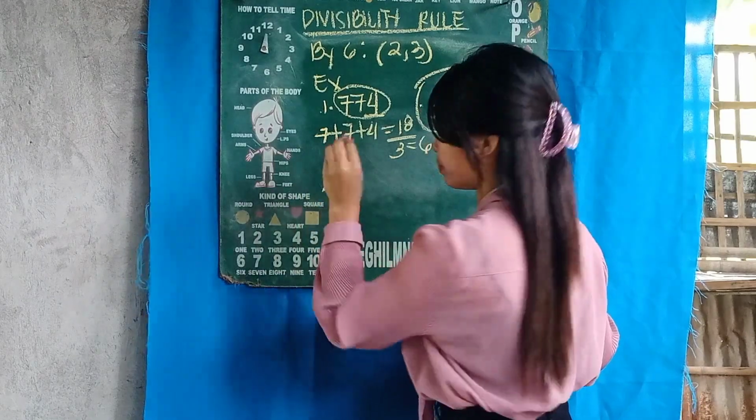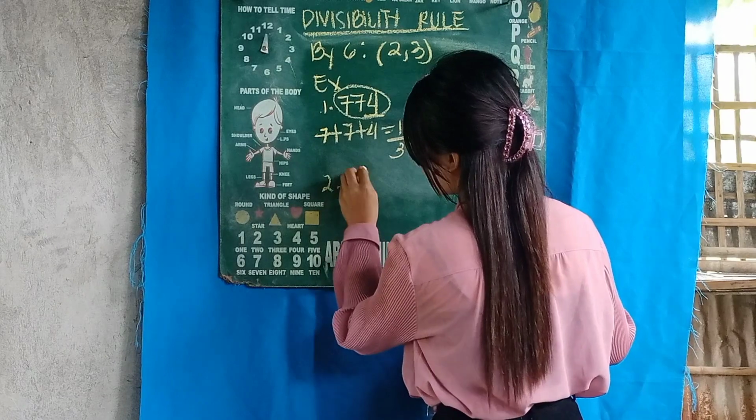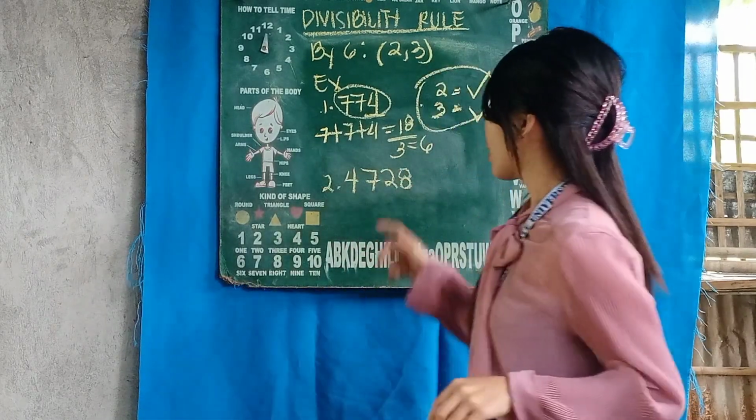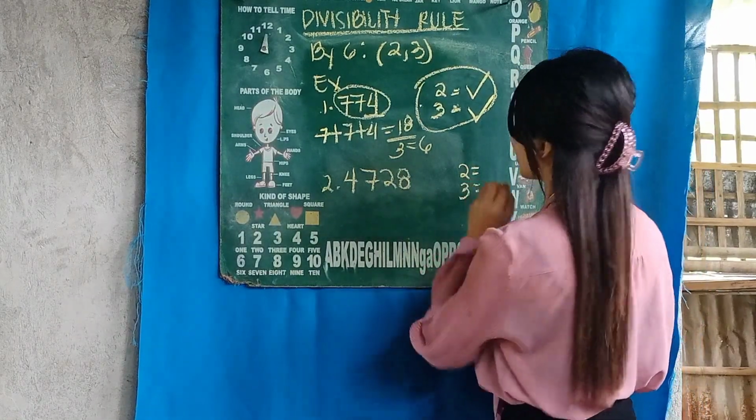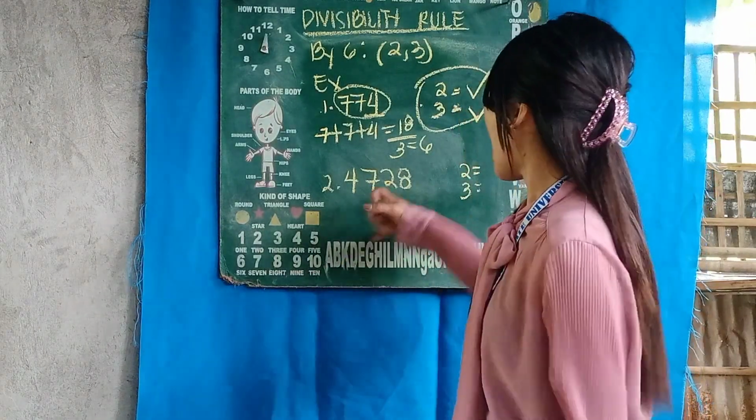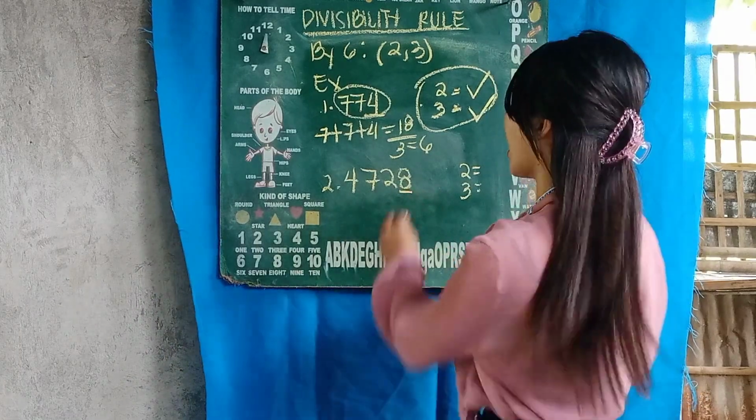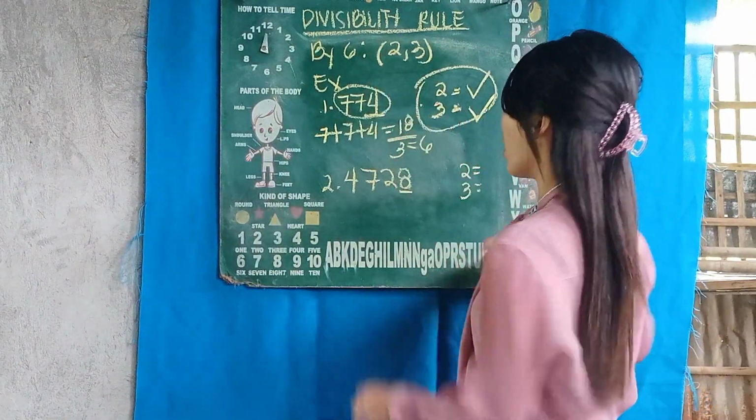Another example. 4,728. To identify if it is divisible by 2, we look at the last digit of the number, which is 8. 8 is an even number, so automatically divisible siya sa 2.